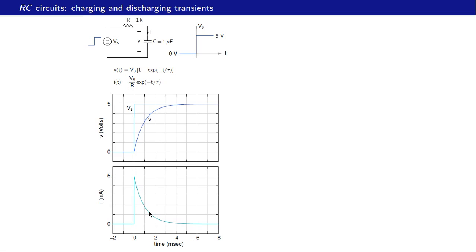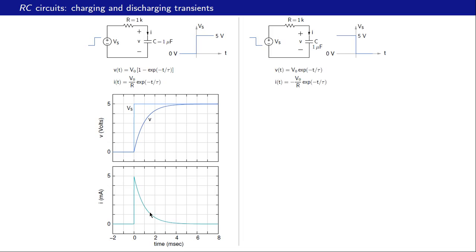Okay, let us now look at the discharging transient. This is the circuit. Vs goes from 5 volts to 0 volts at t equal to 0, and the expressions for v of t and I of t, which we derived earlier, are reproduced over here. V of t is V0 e raised to minus t by tau. I of t is minus V0 by R e raised to minus t by tau.